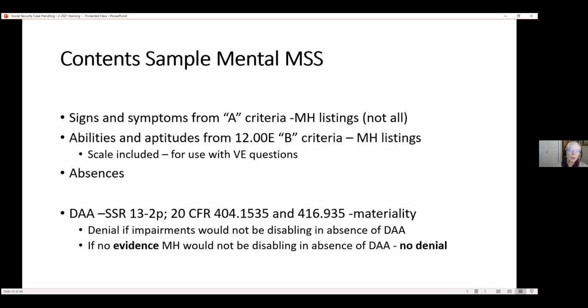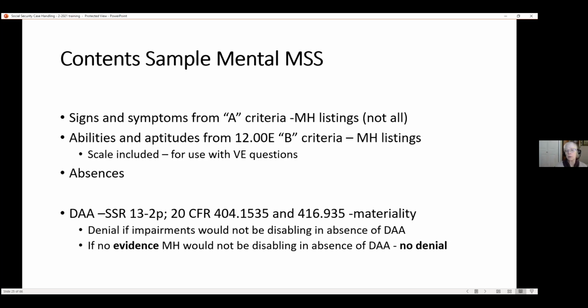So, well, let me just mention a bit about DAA, drug and alcohol. Anyway, substance abuse disorders, DAA. So you can't have a substance abuse disorder all by itself that'll give you disability benefits.